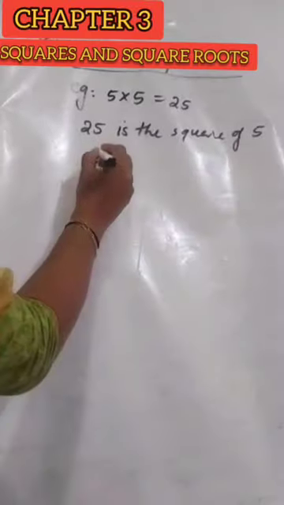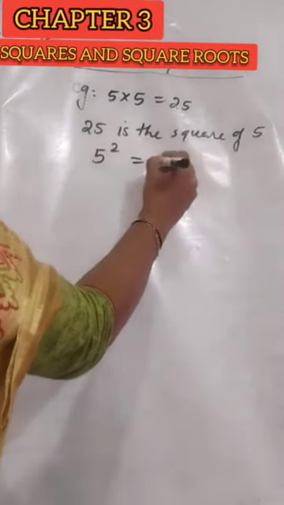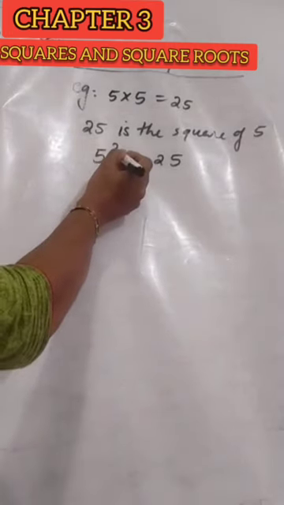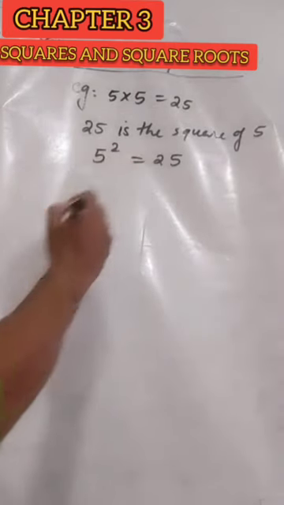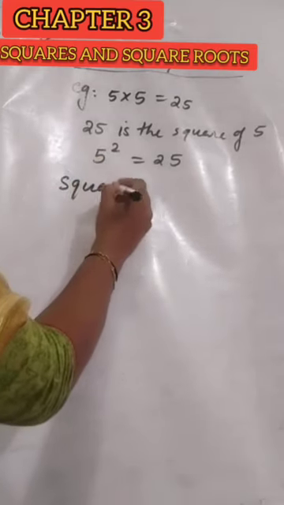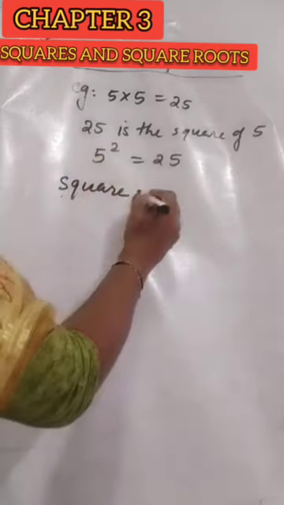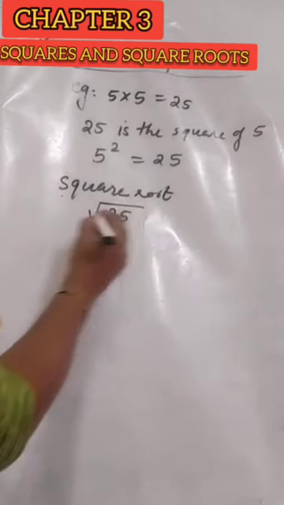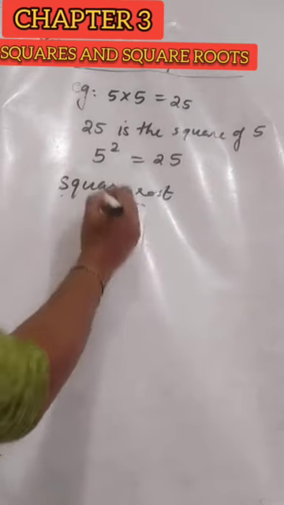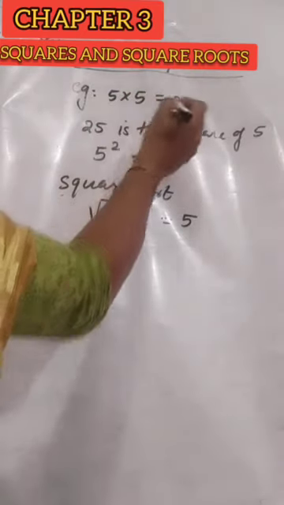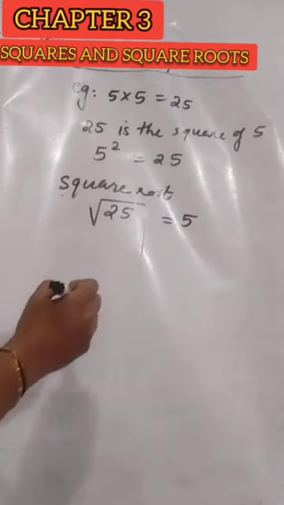It can be written as 5 square is 25. You can read it like this, 5 raised to the power 2, or 5 square is equal to 25. Similarly, square root. Square root of 25, the sign is the sign of radical. Square root of 25 is 5. Number 5 multiplied by itself gives 25, so square root of 25 is 5.